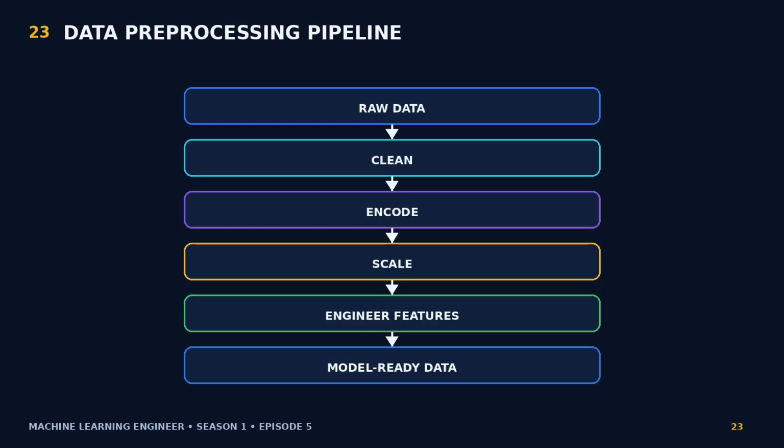Before training, raw data usually needs pre-processing. We may clean invalid values, handle missing values, encode categories, scale numerical features, and create useful features. The goal is to transform raw data into data that the model can actually use effectively.